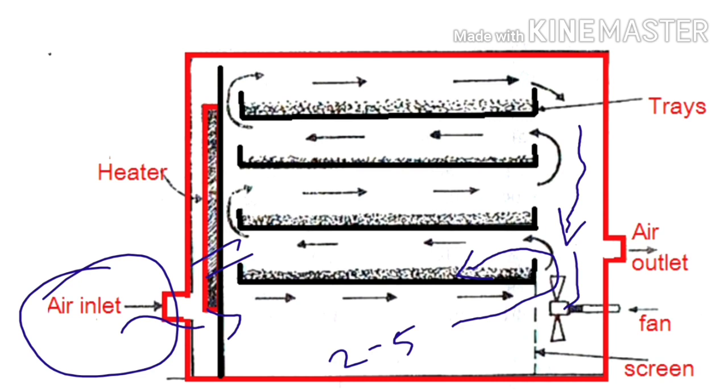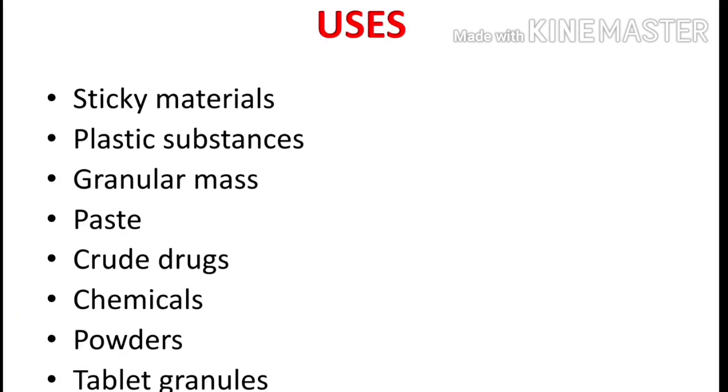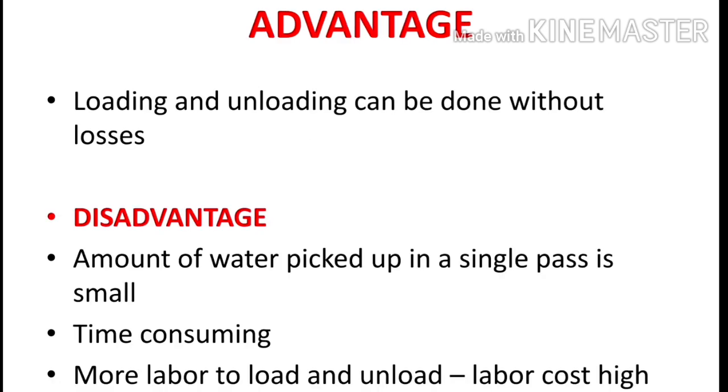The moist air is discharged through the air outlet. We should provide constant temperature and uniform airflow over the material to get a uniformly dried product. So this is the working procedure that is involved in a tray dryer. Tray dryer is mainly used to handle sticky materials, plastic substances, granular mass, paste, crude drugs, chemicals, powders, tablet granules. All these materials can be dried using tray dryer.